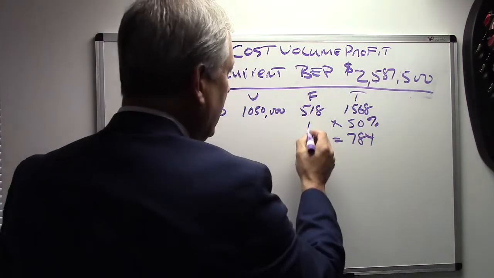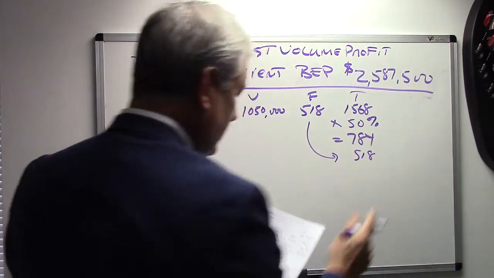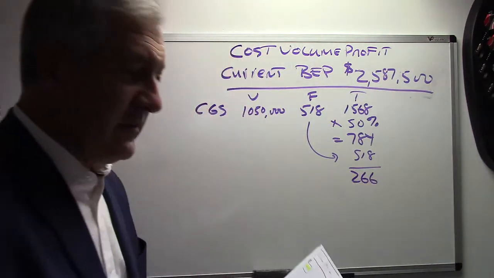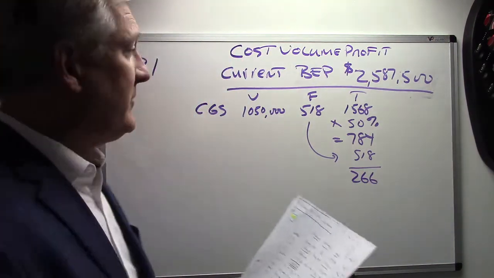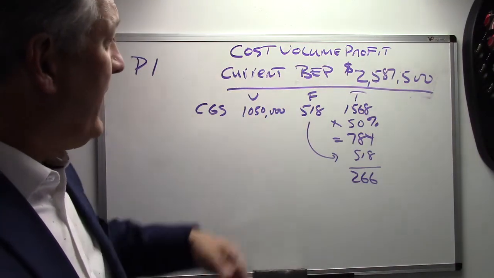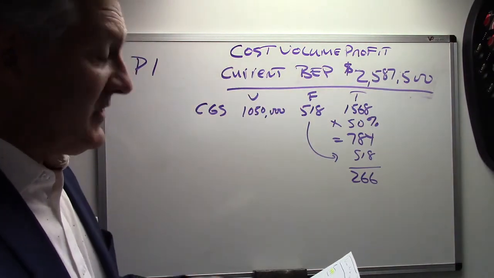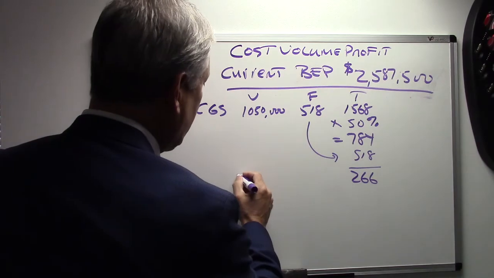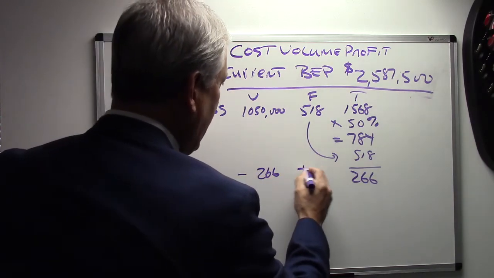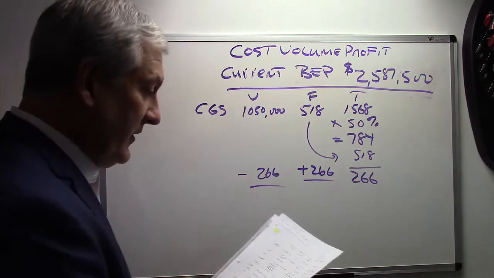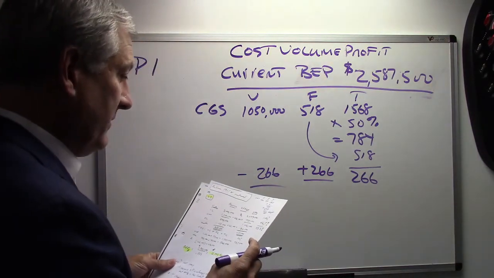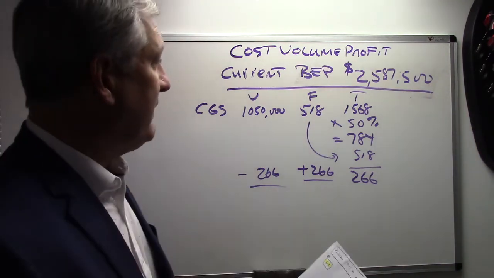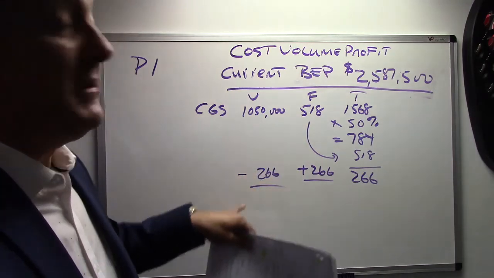The fixed cost right now is $518,000. So there's going to be a shift of $266,000. Well, what does that mean? That means that we're going to add $266,000 to the fixed cost and subtract it from variable. So we're going to subtract 266 over here and we're going to add 266 there. So the new costs are going to be 784 and 784, right? To be equal.